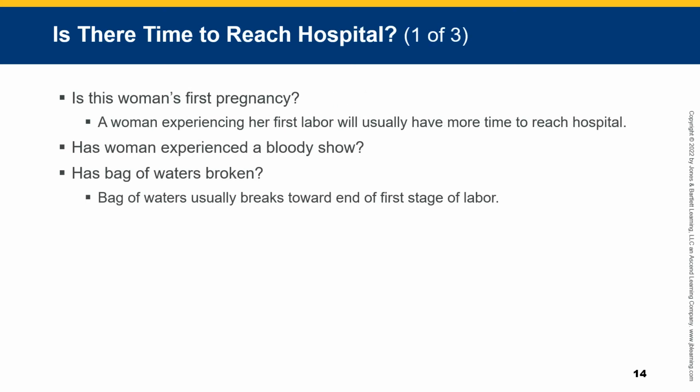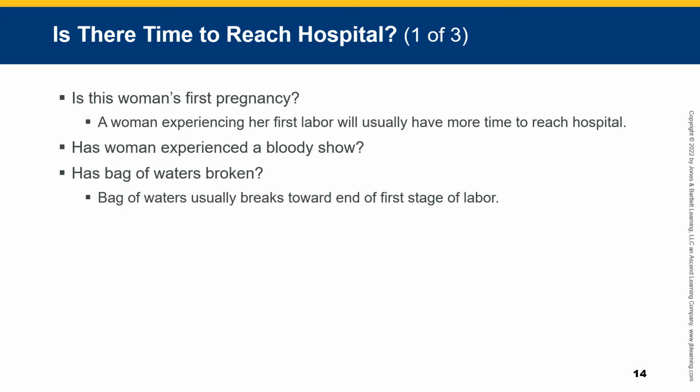The question you should always ask yourself is, is there time to reach the hospital? The following questions will help you determine how close a pregnant woman is to delivery and whether there is time to transport her to the hospital. Is this the woman's first pregnancy? That question is important because a woman experiencing her first labor will usually have more time to reach the hospital. Has the woman experienced a bloody show? If yes, the first stage of labor is about to begin.